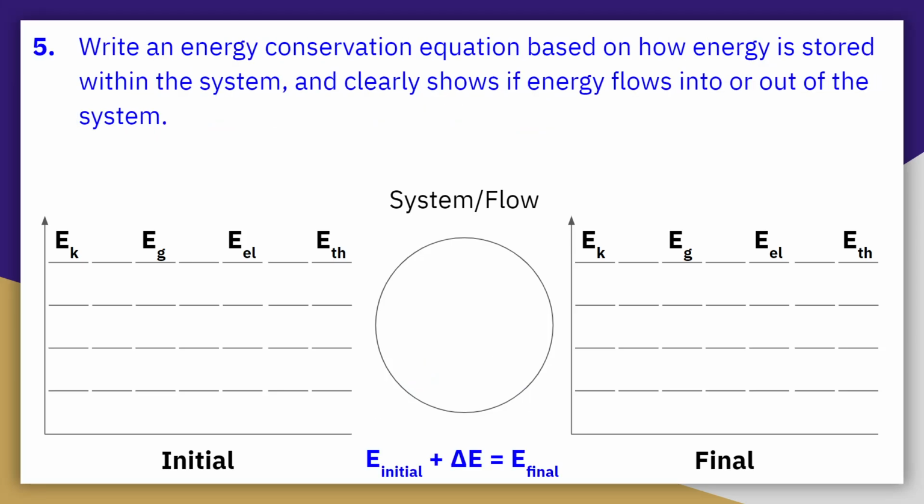Once all of our energy has been accounted for, the initial energy, the final energy, and any changes in energy, then we can go to step 5, which is to write an energy conservation equation. This is based on how energy is stored within the system and clearly shows if energy flows into or out of the system. So our initial energy plus any changes in energy to our system is equal to our final energy. And likewise, if we end up with less energy stored in our system in the final case, this plus sign can just be replaced with a negative sign.